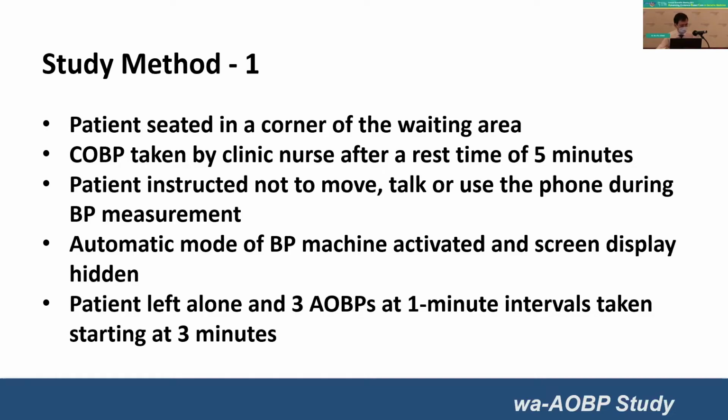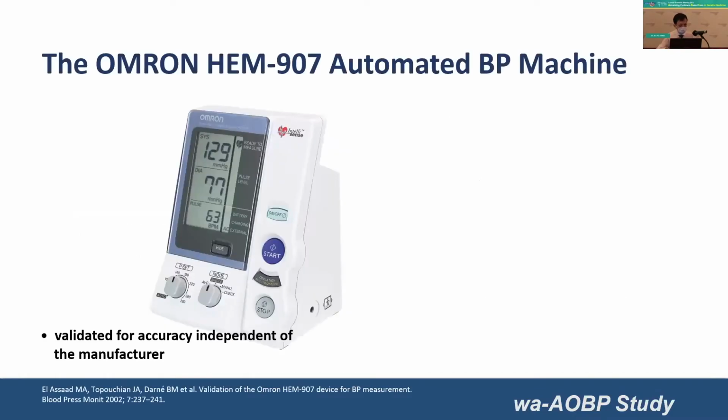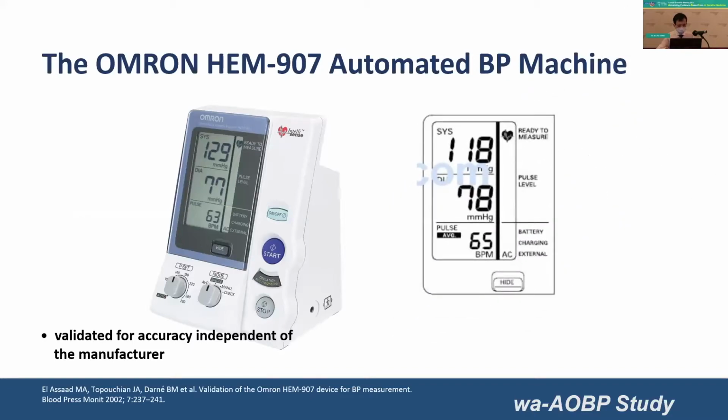After that, the patient was left alone. After a 3-minute flush period, 3 consecutive AOBP readings were taken at 1 minute interval. We used the Oberon automated blood pressure machine, which has been validated. The average blood pressure displayed in the end of the measurement is taken as the waiting area AOBP data. And this is a second set of data that we collected.